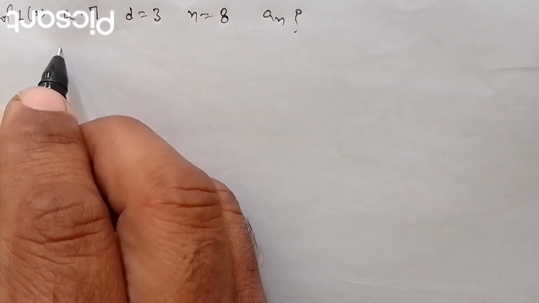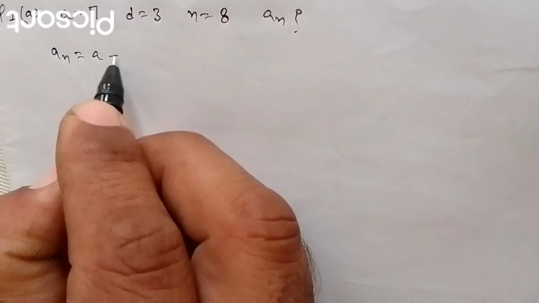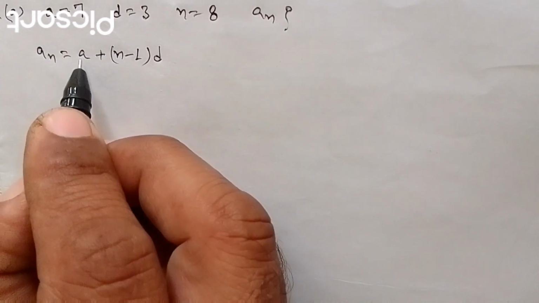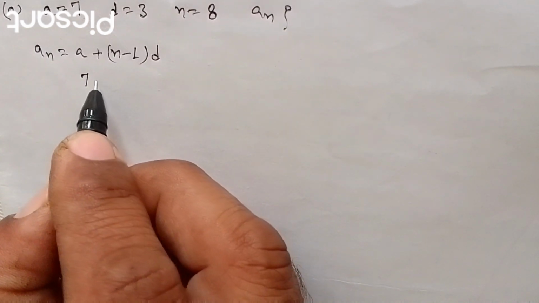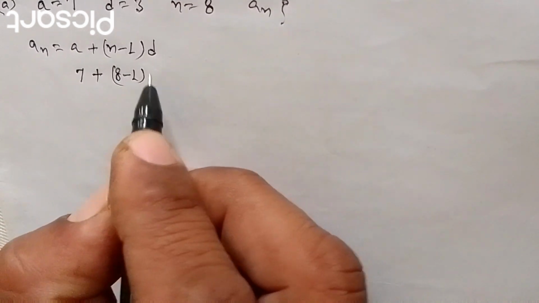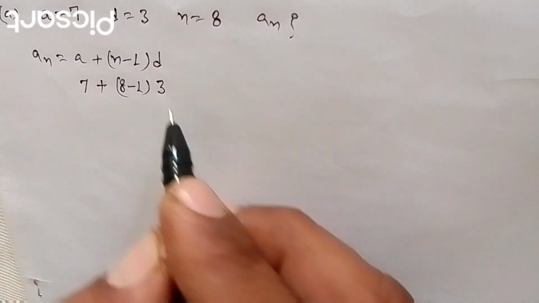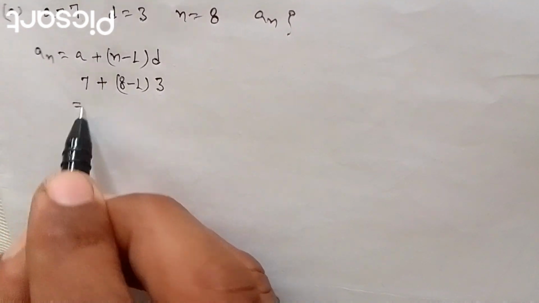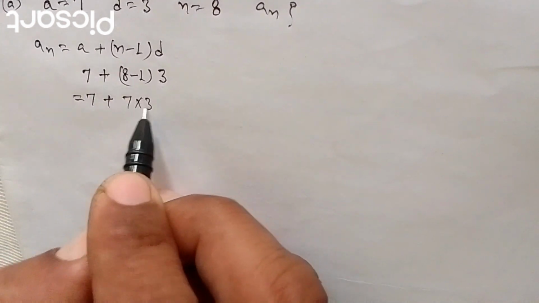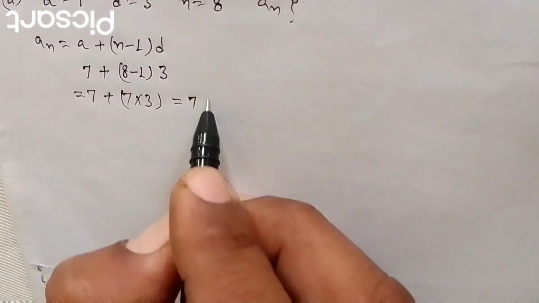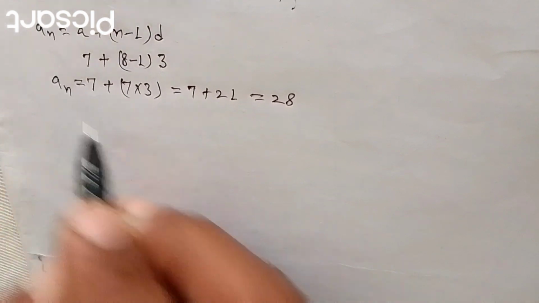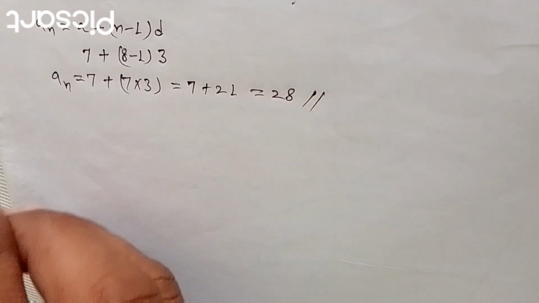The formula is an is equal to a plus n minus 1 d. So we will put the values: a 7 plus n 8 minus 1 and d 3. On calculating, this will become 7 threes are 21, 7 plus 21. The answer comes out to be 28. So an comes out to be 28. This is the answer of the first part.